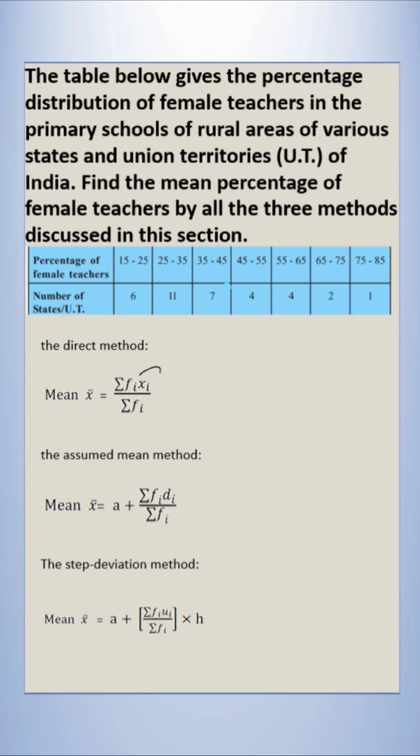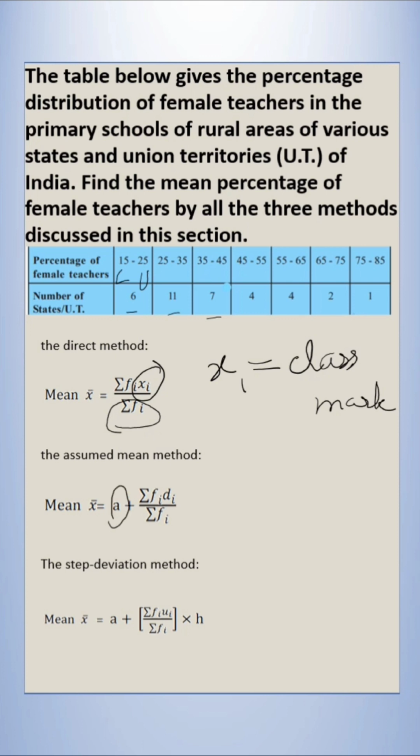Here xi means class marks or midpoint. Means we have to add lower class limit and upper class limit of each class interval and divide it by 2. And the summation of Fi is, you have to add all the frequencies. Here in the assumed mean method, we have to assume a mean among the class marks xi, and then we have to add summation of Fi di. Fi di means Fi, you know, frequencies of respective class intervals. Di is xi minus A. A is assumed mean.